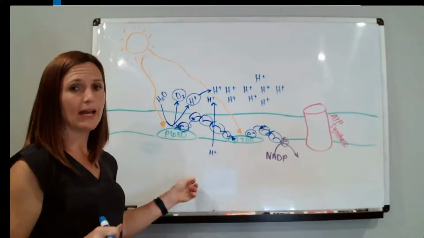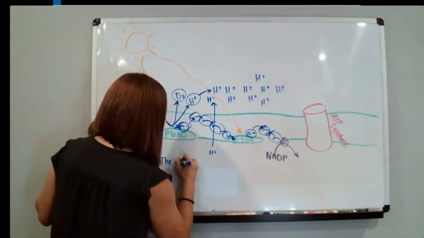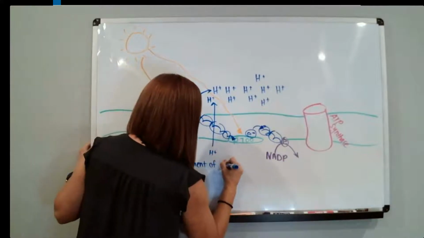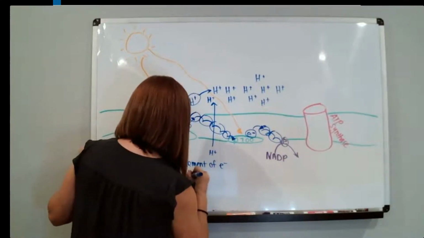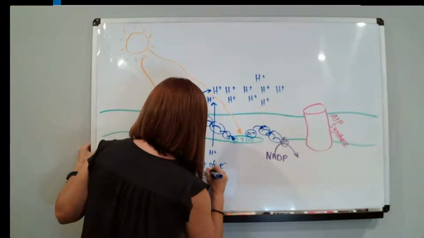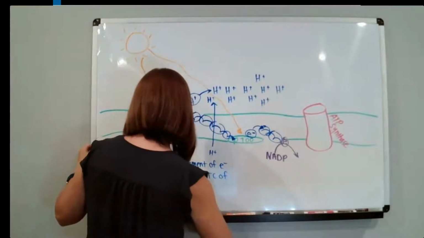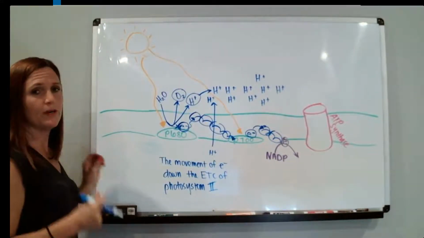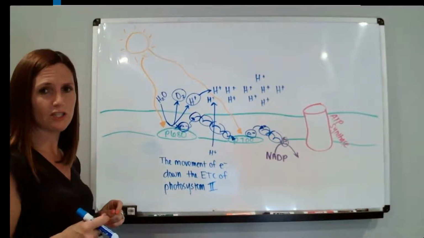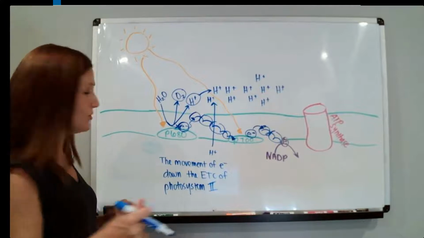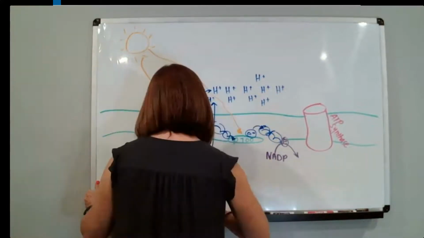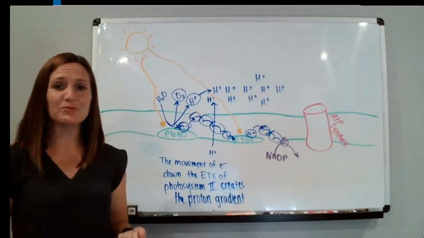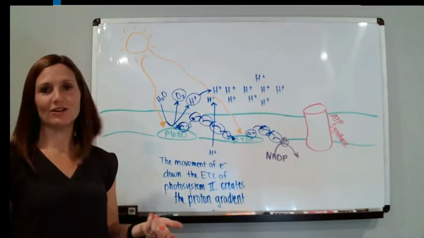So this is something we're going to add. I'm going to add it as a note right here. The movement of the electron down the electron transport chain of photosystem 2 creates the proton gradient. The second question we need to ask ourselves is, what is a proton gradient?